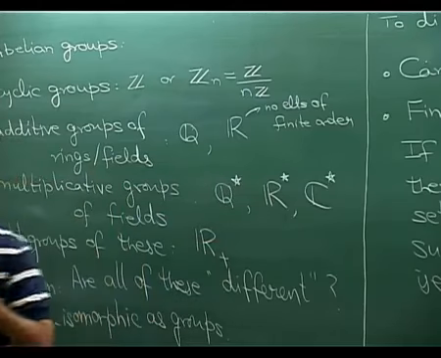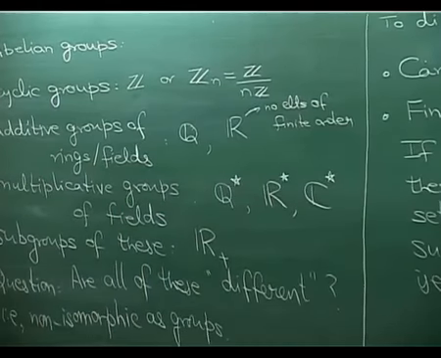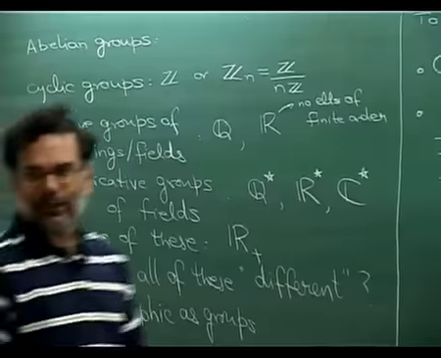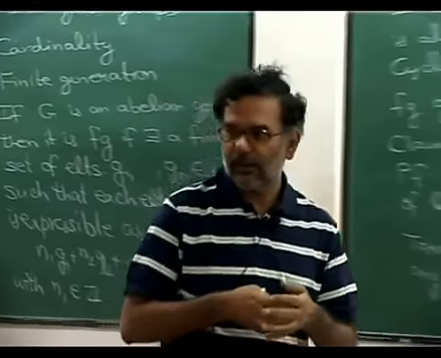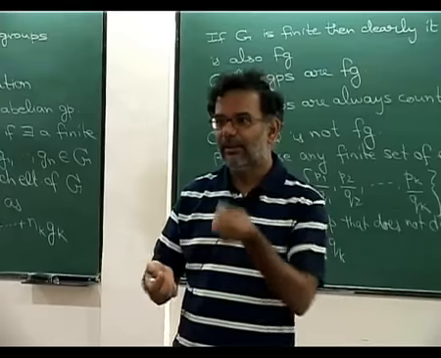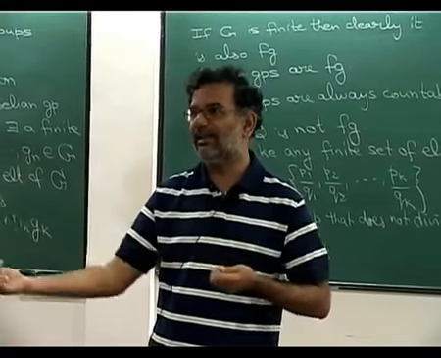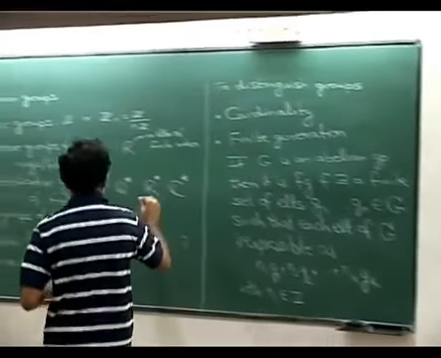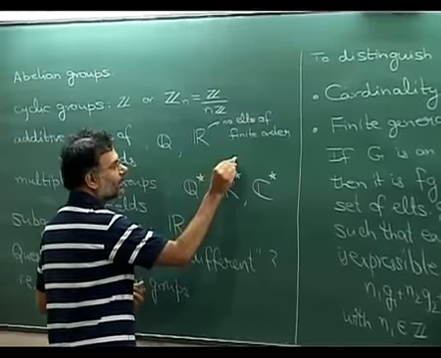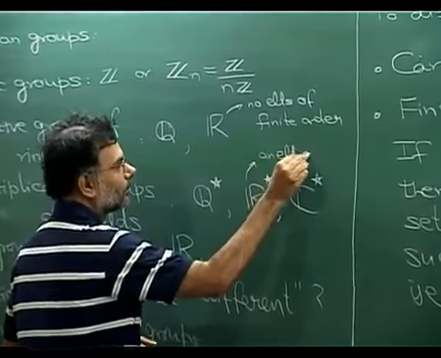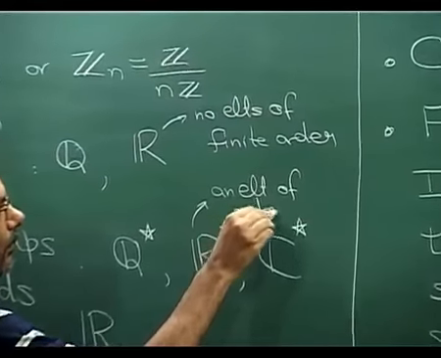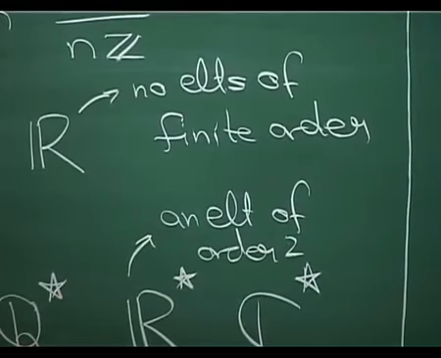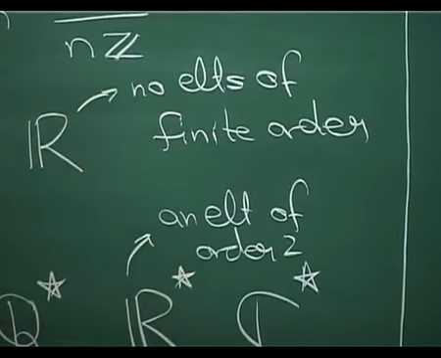Let us consider R star, the group of non-zero real numbers under multiplication. Now, are there elements of finite order in this group? Yes. Minus 1 is, right? Minus 1 times minus 1 is the identity 1. So minus 1's order in that group is 2. So it has an element of order 2. So that of course distinguishes these two groups. So R and R star can therefore not be isomorphic because this has an element of order 2, that has no element of order 2.